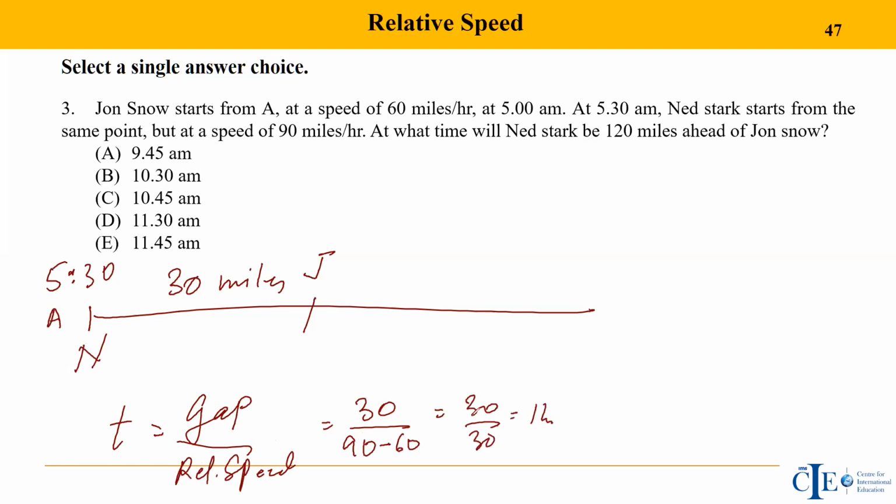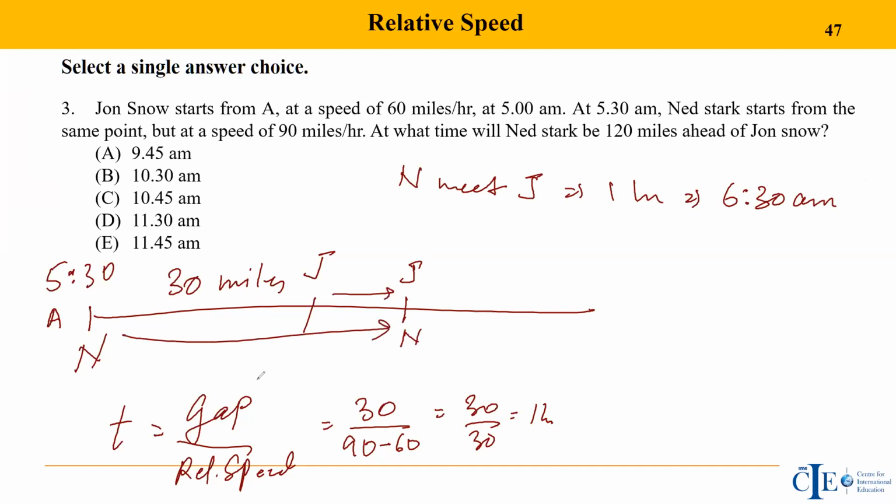But then we are not interested in this one, that he will meet after how much time. So the question is, after how many hours Ned Stark would meet Joe? That will be after 1 hour. Okay, 1 hour after he starts. So that's 1 hour after 5:30, which is 6:30 a.m. Now, at 6:30, they both would be somewhere here. Let's say Joe and Ned. He traveled this much. He ended up traveling this.